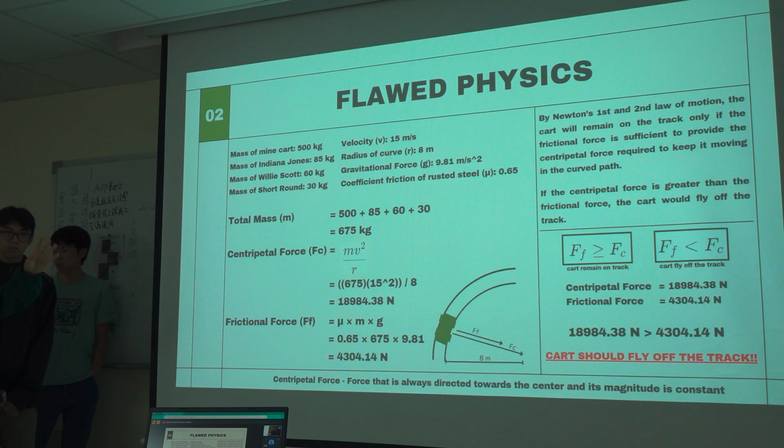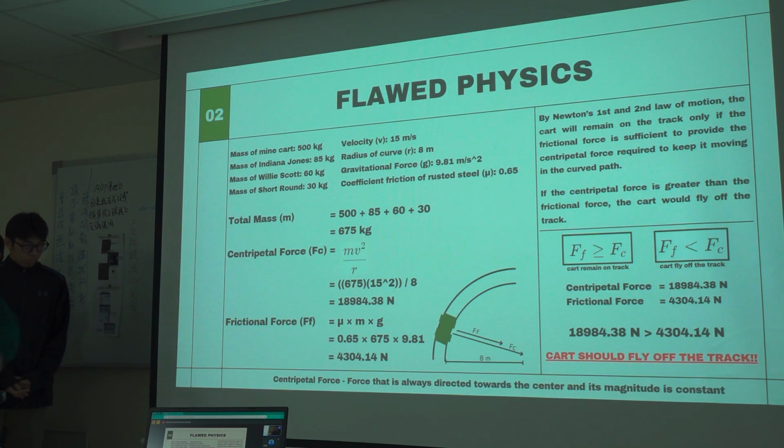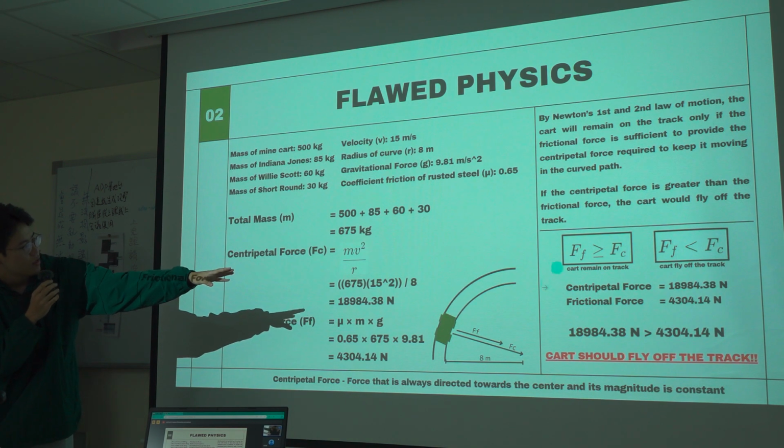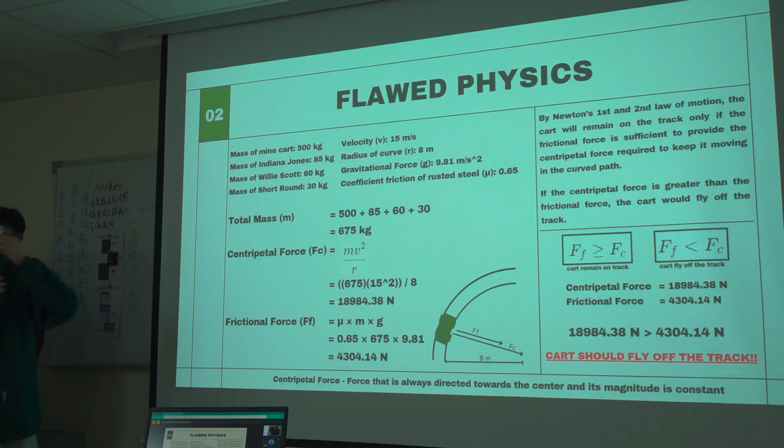Okay. So total mass, you just added, it's a total of 675 kilograms. Centripetal force, if you put it in the equation, you'll get 18,984.38 newtons. And frictional force is about 4,304.14 newtons. So when you compare these two values, it is obvious that centripetal force is way greater than the frictional force. And if you look at the right bottom corner, it matches the right box, which is frictional force is smaller than centripetal force. So the cart would, of course, fly off the track.